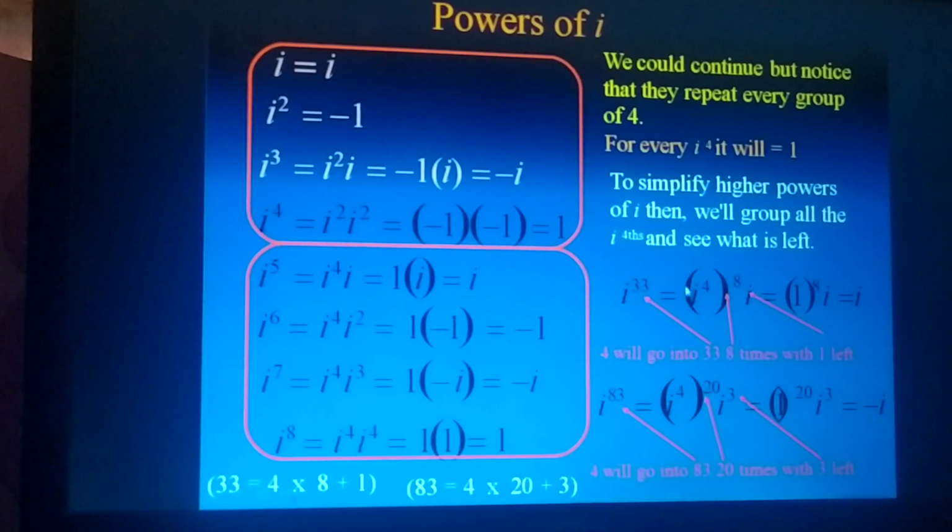Now what is the value of i raised to 4? i raised to 4 is 1, and 1 raised to 8 into i. 1 raised to 8 is 1, and 1 into i is i.